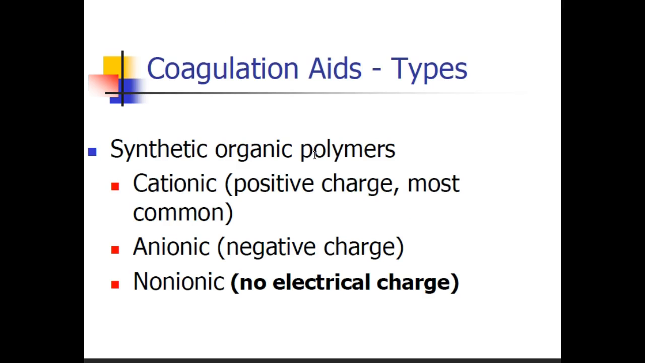So coagulation aids. We have synthetic organic polymers. They're cationic, which means positive charges, which is the most common; anionic, which is a negative charge; and non-ionic, which is no electrical charge. You need to know those terms.